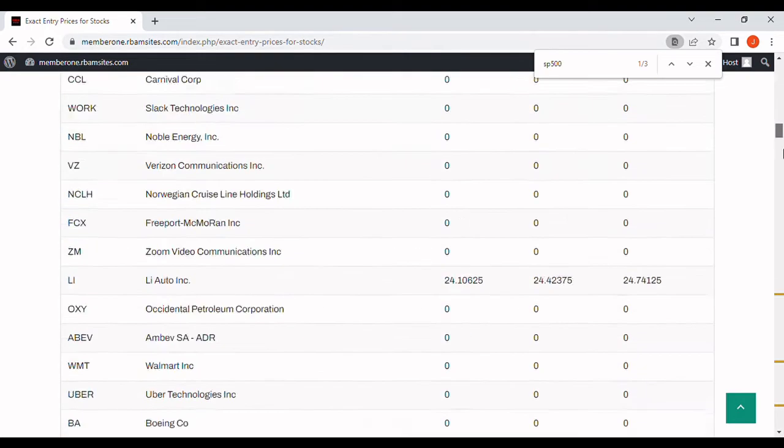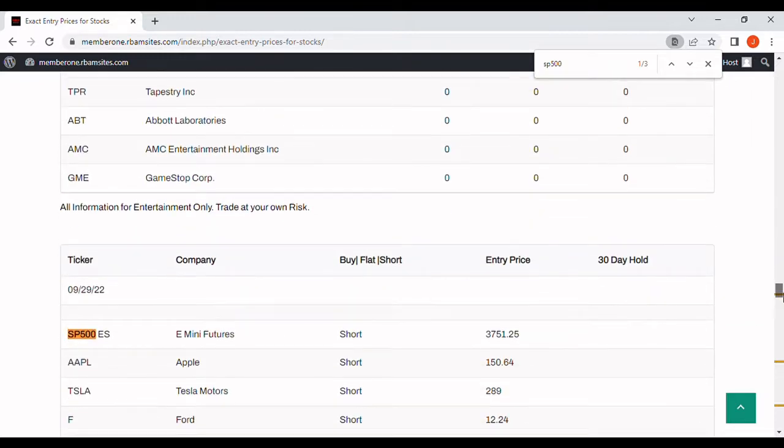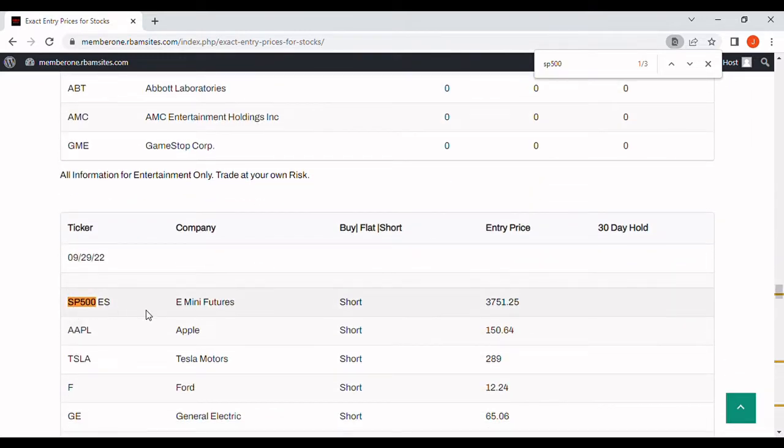We're going to show you two different systems first. We're going to show you a 30-day trend following system, and we've got the S&P 500 E-mini futures contract here, and you'll see indicated today as a short position. All of this is for entertainment purposes only, but let's take a look at this for today, the 29th. It's indicating a short at 37.51.